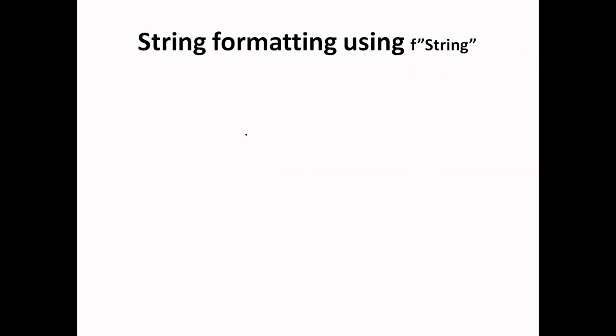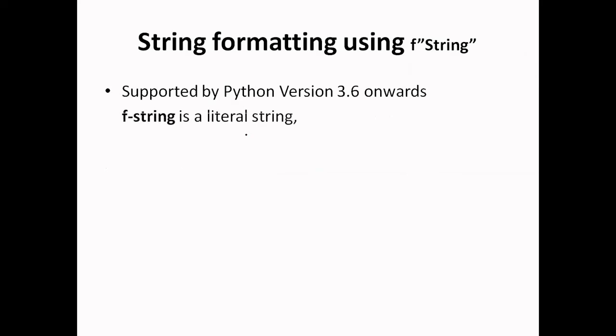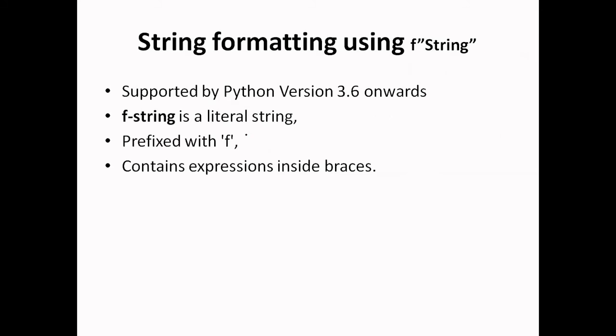There is also one new style of formatting strings using the f-string method. It works only in Python 3.6 onwards, and basically an f-string literal starts with the character f, and after that we can write an expression inside the string, and this expression part will be evaluated at runtime and replaced by its respective value.